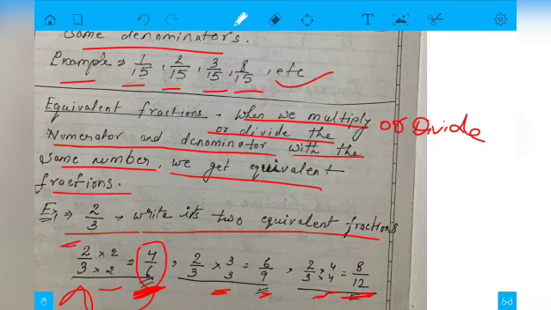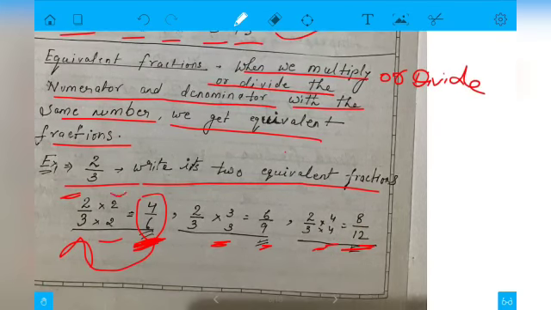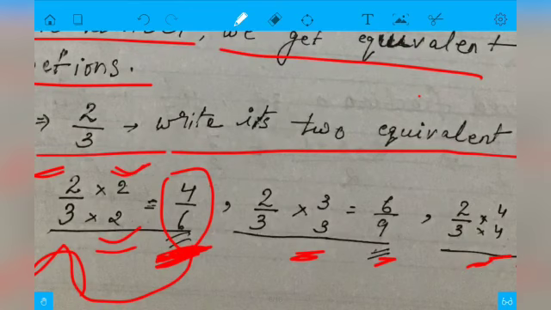For example, 2 by 3, write two equivalent fractions of it. How will we write it? First we have to multiply the numerator and denominator with the same number. Whichever number you take, you have to multiply it in both. You can take any number, like 2 by 3 multiplied by 2 and 2, so it will become 4 by 6. This is the equivalent fraction.